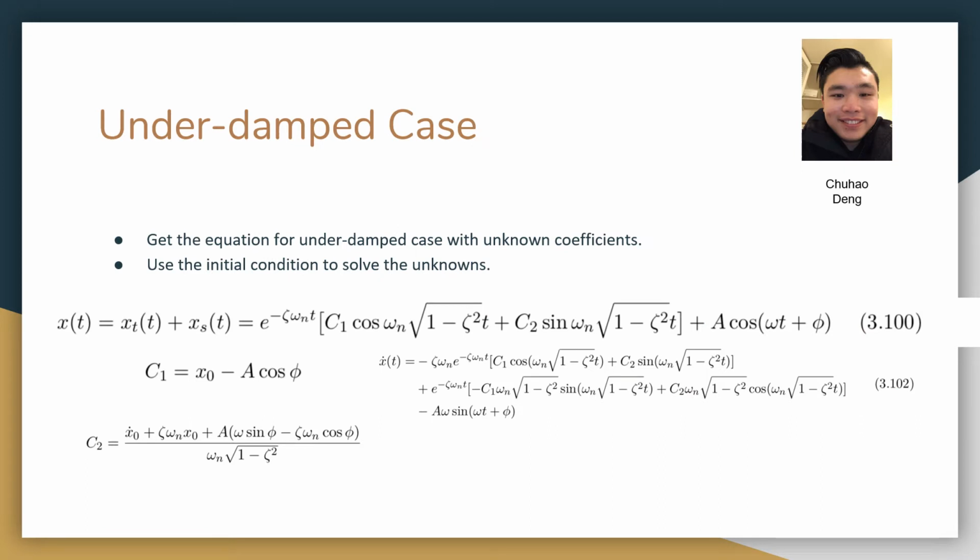So here we have the underdamped case, where zeta is between 0 and 1. On the top of this slide is the general expression for this case. We have already calculated x_h(t) before and also x_p(t) in the previous lecture. We have two unknowns here, C1 and C2. By using the initial conditions, we can solve for those two unknowns and get the final expression for this case.